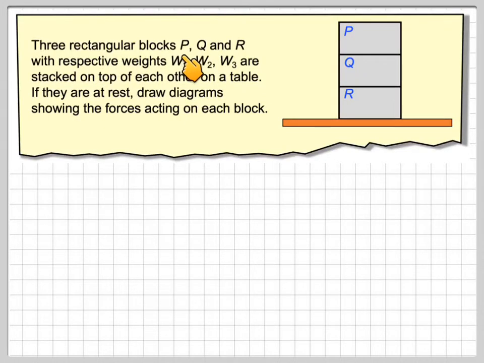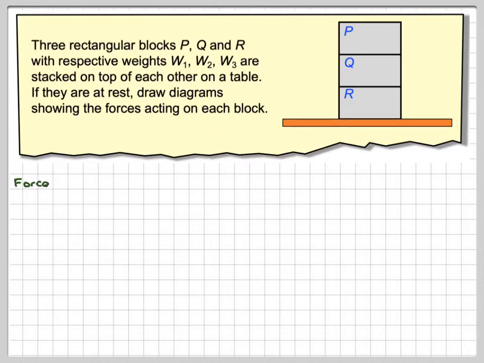Three rectangular blocks P, Q and R with respective weights W1, W2, W3 are stacked on top of each other on a table. If they are at rest, draw diagrams showing the forces acting on each block.